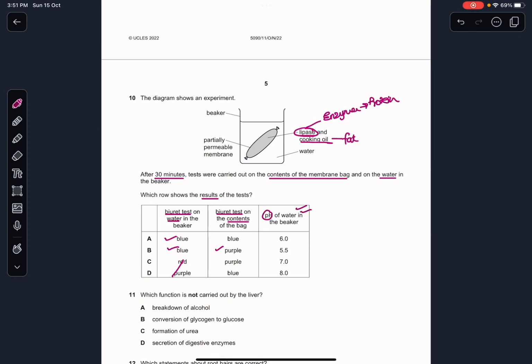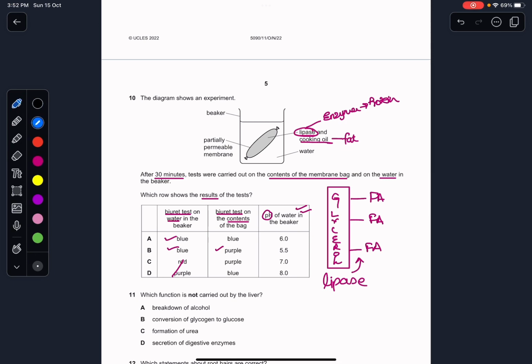Now for this, you have to understand that fat is made up of one molecule of glycerol. This is glycerol, and it has 3 fatty acid chains that are bonded to it. Now, when lipase comes and acts on this bond between the fatty acid and the glycerol, it breaks this bond. Right? So now the fatty acids are going to be free. Because they are free, and this is acid, it is going to bring the pH down. So where is the pH down? Out of 6 and 5.5, this is the lower pH, right? So this would be the answer. So the answer would be B.